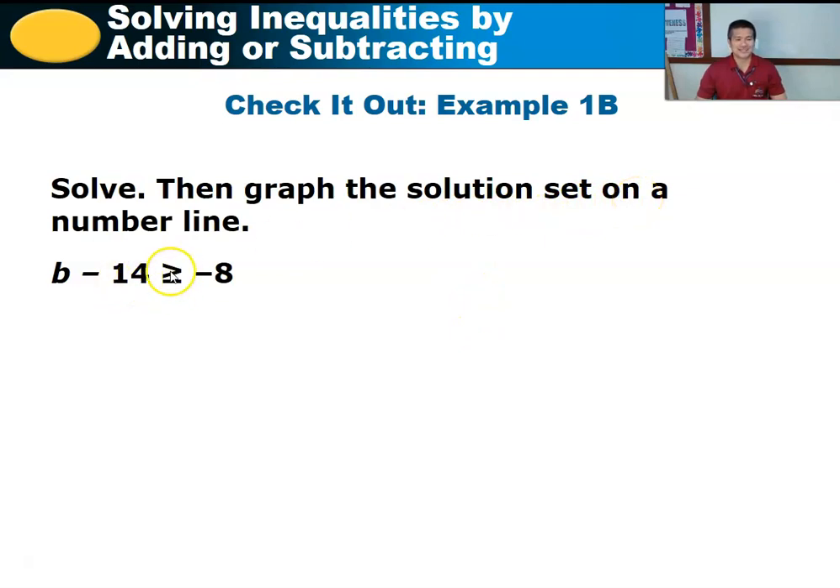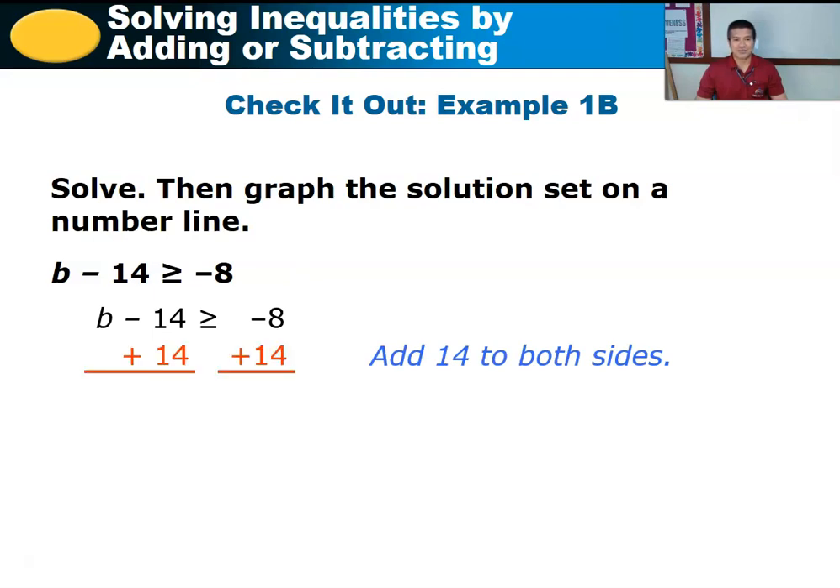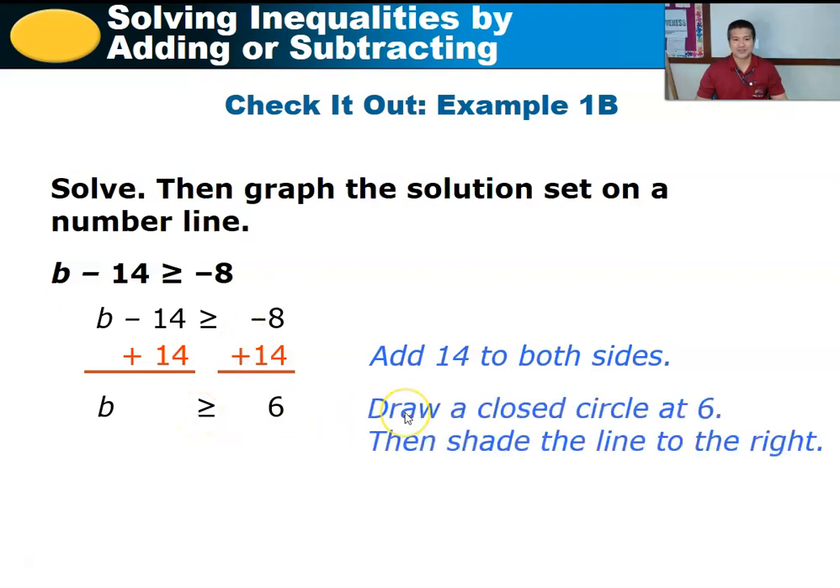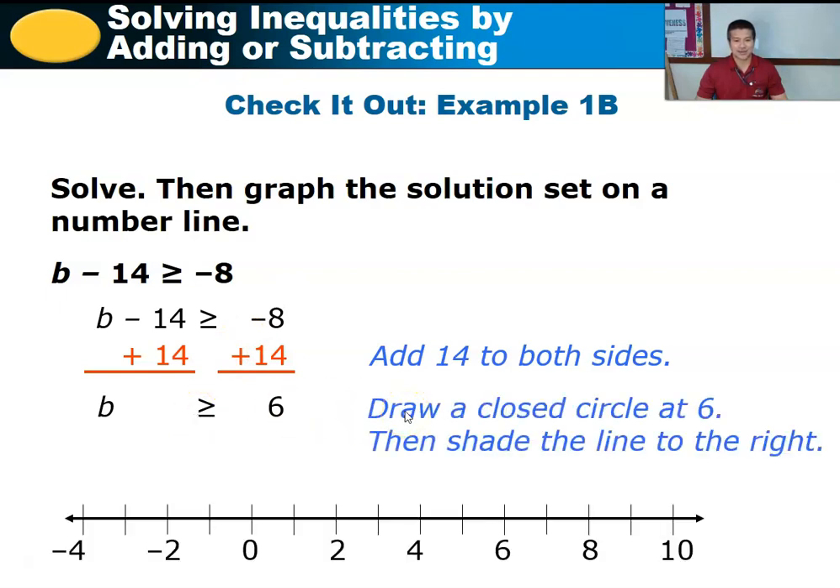Here it is greater than or equal, so we're going to draw a closed circle. We add 14 to both sides, and then we have b is greater than or equal to 6. So this one is a closed circle, and then it goes to the right, and we shade it. All of this will be part of the solution. 7 is greater than 6, 8 is greater than 6. So all the values from 6 going to positive infinity are the solution of this problem.